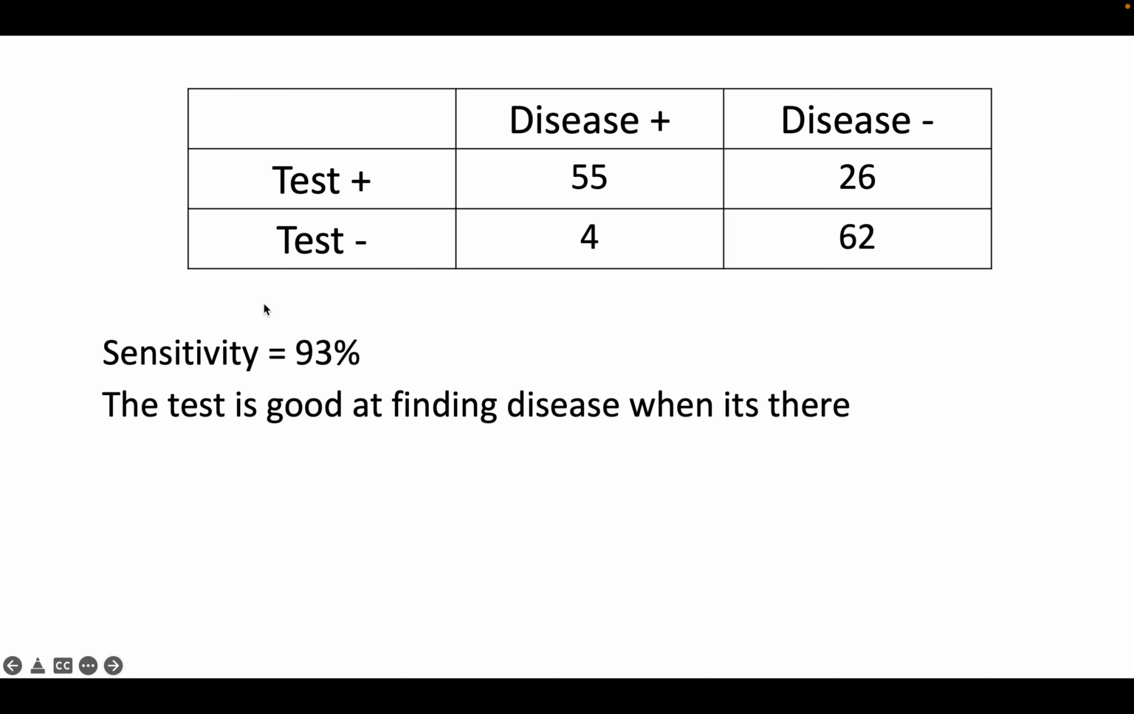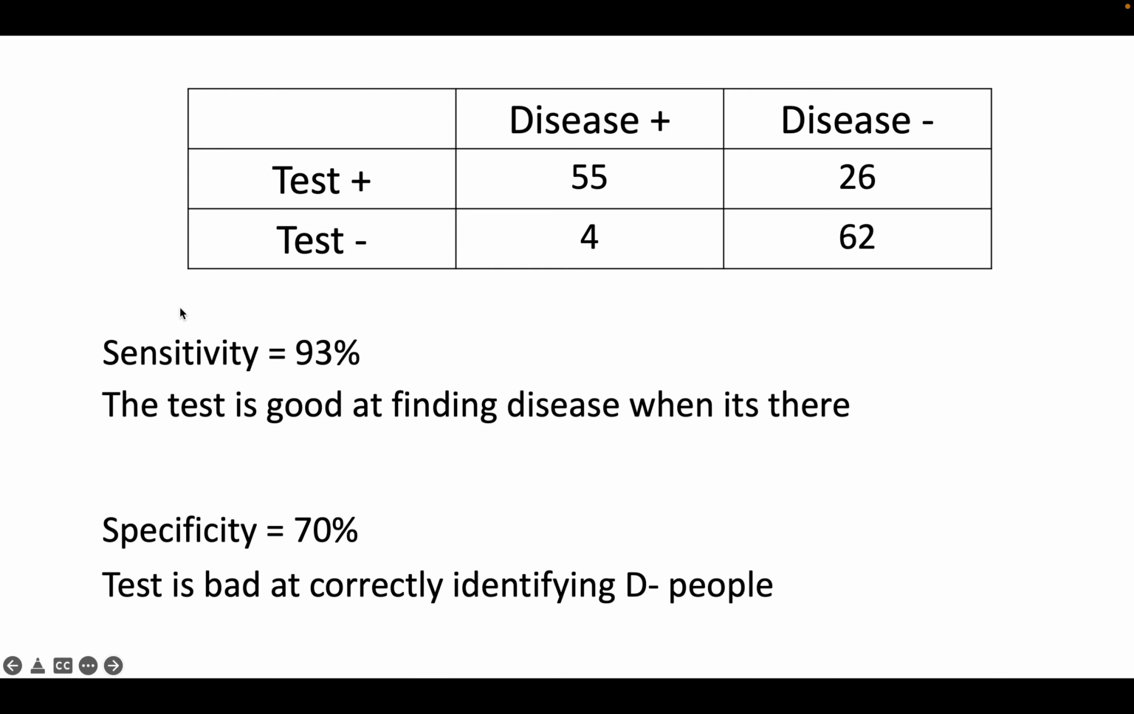So basically what we learned about our test is it has good sensitivity, so it's good at finding the disease when it's there, but it doesn't have great specificity because it's bad at correctly identifying disease negative people.